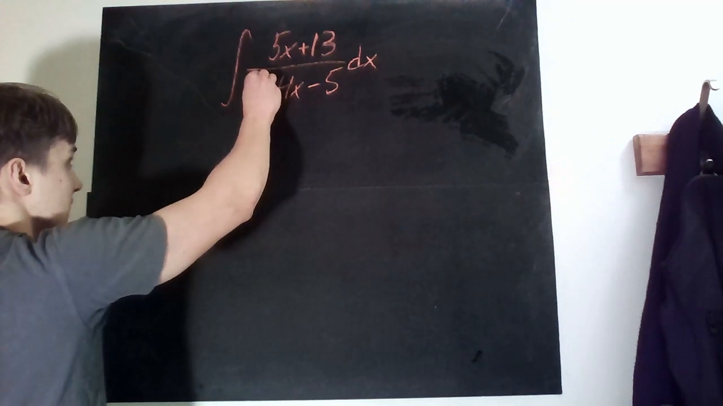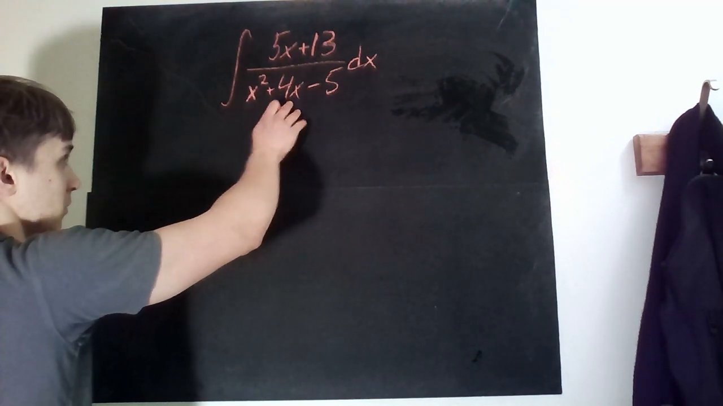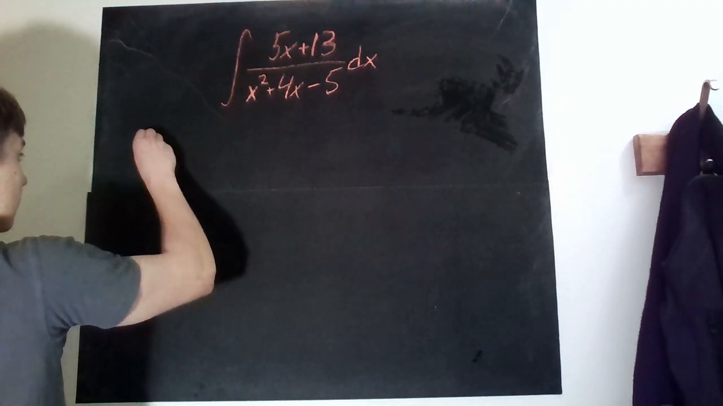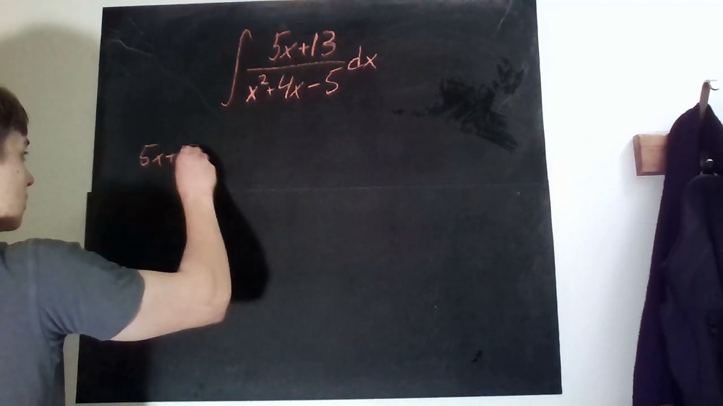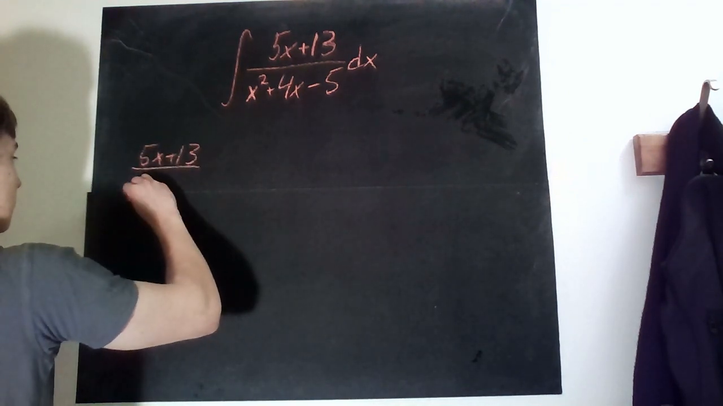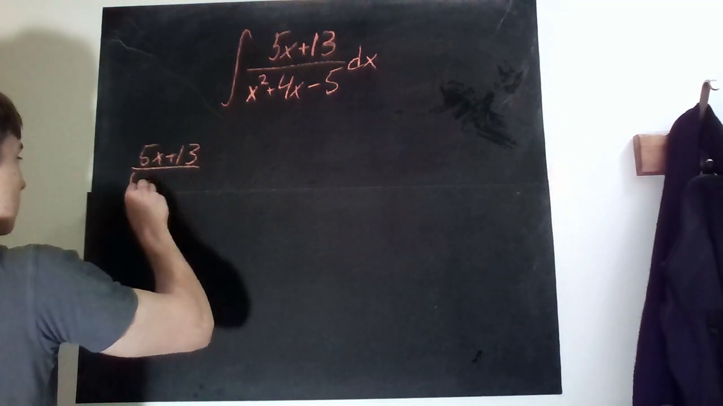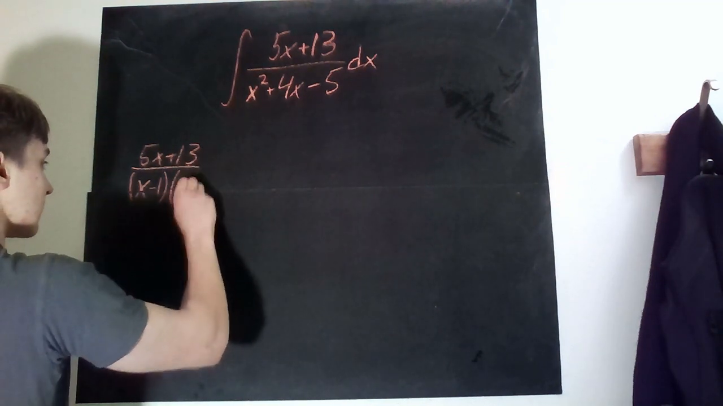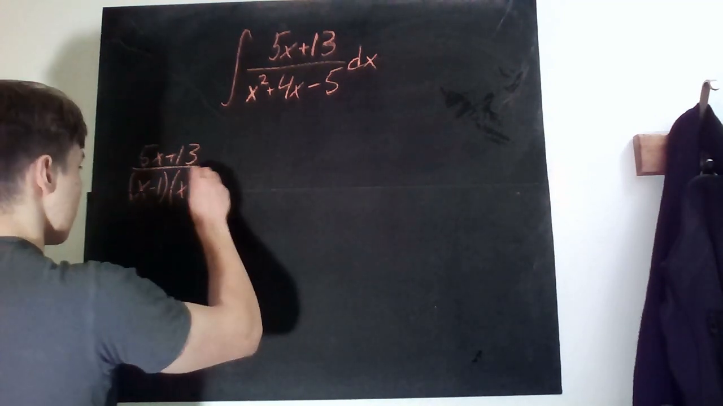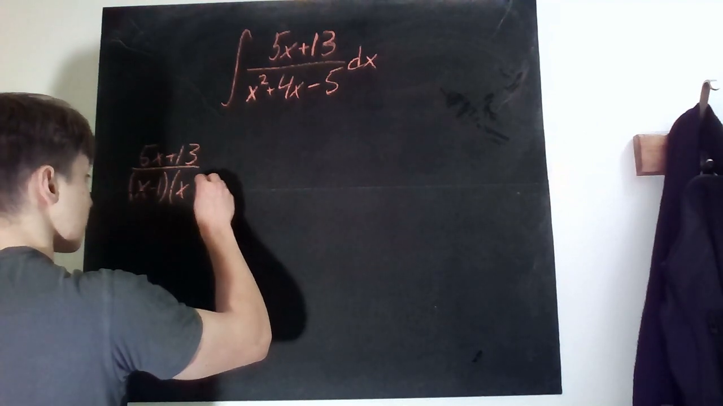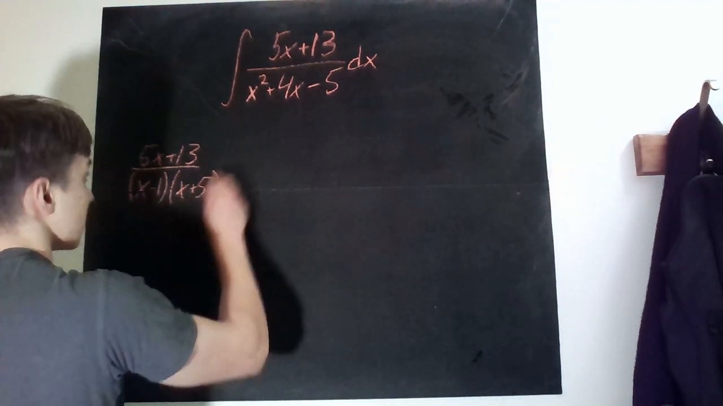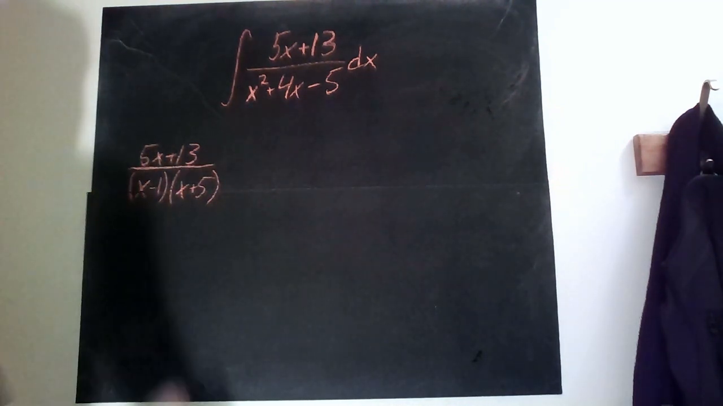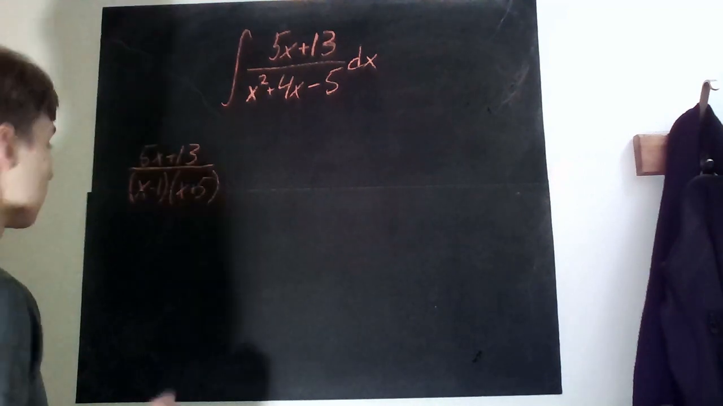and seeing that 1 is a solution to this polynomial, obviously: 1 plus 4 minus 5. So we know that we can rewrite this as (5x plus 13) over, because 1 was a solution, (x minus 1) times (x plus 5). If we try plus 5, yes, that would work perfectly, so minus 5 is also a solution. Great, we could fully factorize this second degree polynomial.